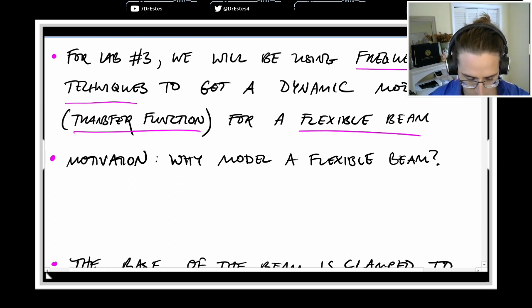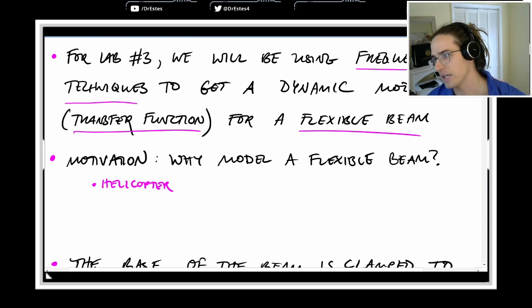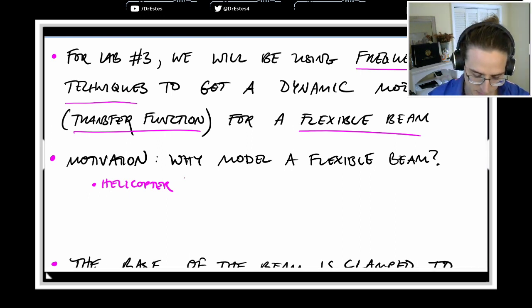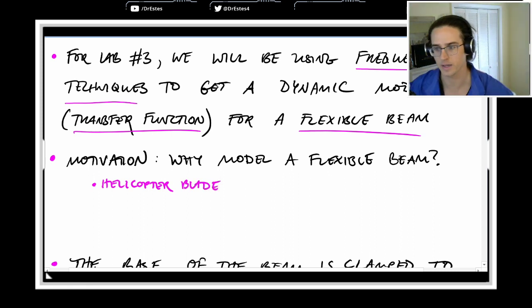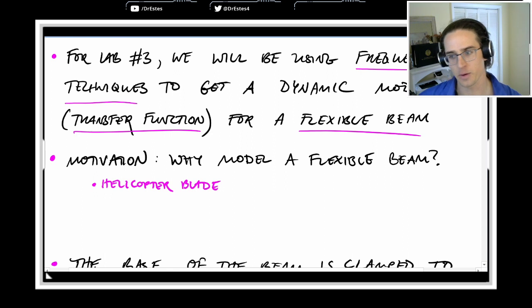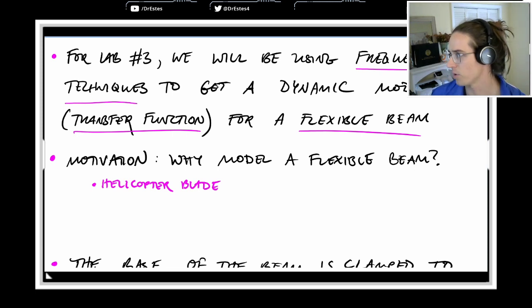So why are we modeling a flexible beam? Just a couple places where you're going to see stuff like this. Obviously a helicopter blade is not as compliant as what you're going to see in this lab. But helicopter blades do vibrate as they turn, and you have to model that and study it and be able to counteract the vibrations as it rotates.